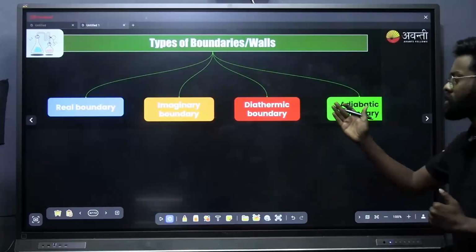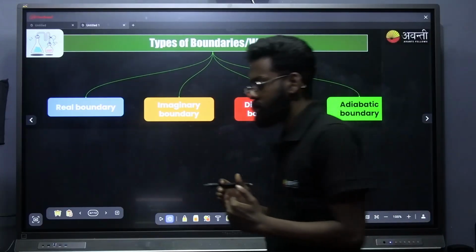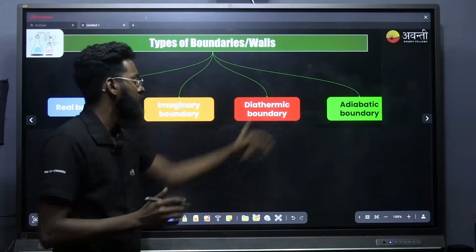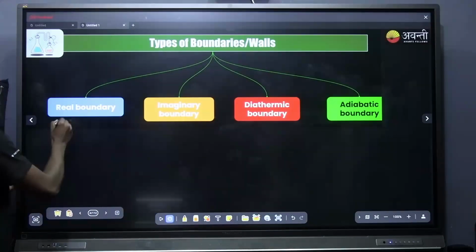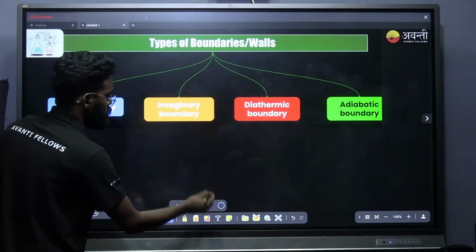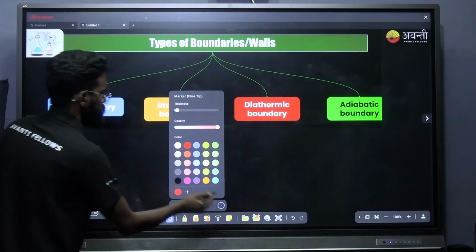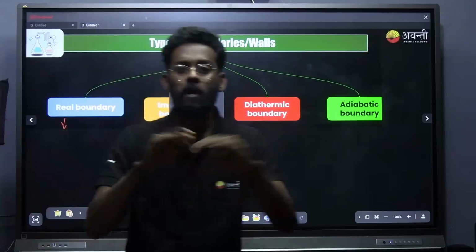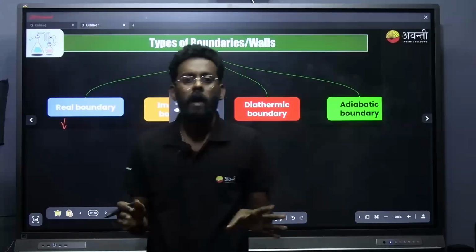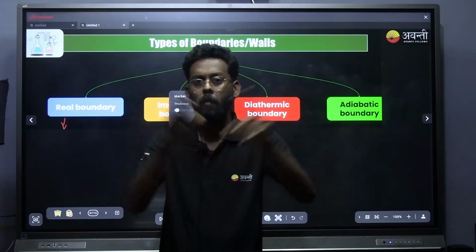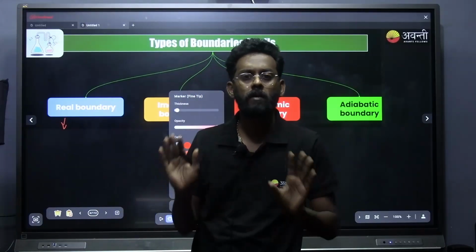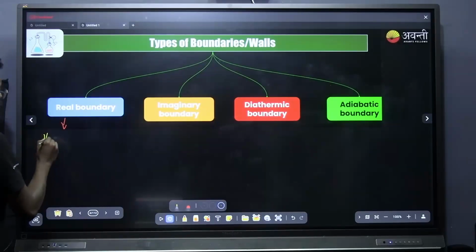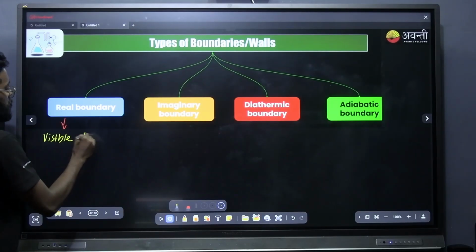Now, types of boundaries. They are classified as real boundaries, imaginary boundaries, diathermic boundary, and adiabatic boundary. What is a real boundary? Real boundaries are those boundaries which are visible to my eyes. For example, if you are in the classroom, the classroom is the system and you are the particles in it. The classroom is separated from other classrooms by a wall, so we can say the wall is a boundary, and that wall is visible to our eyes. So they are called real boundary.